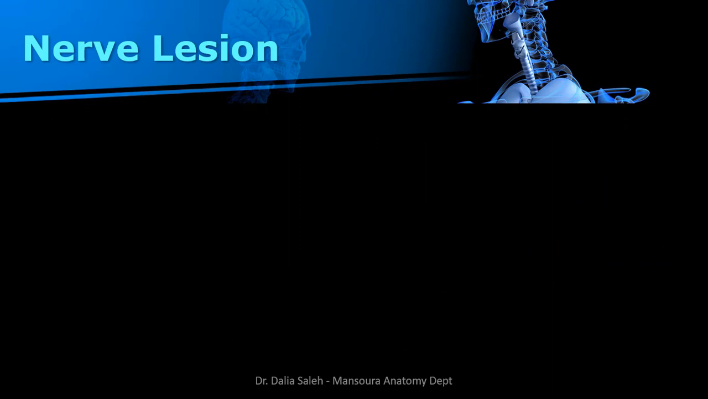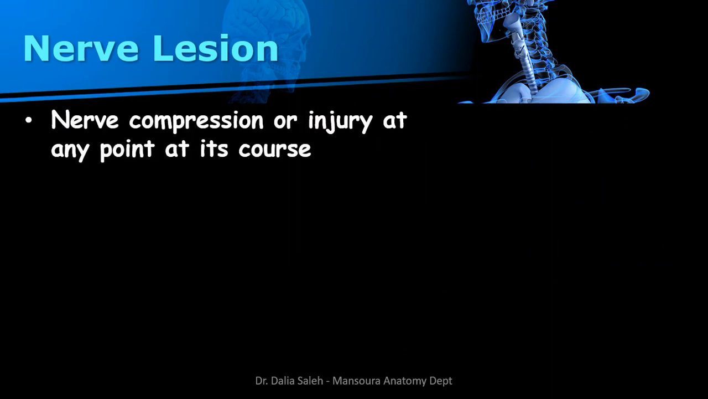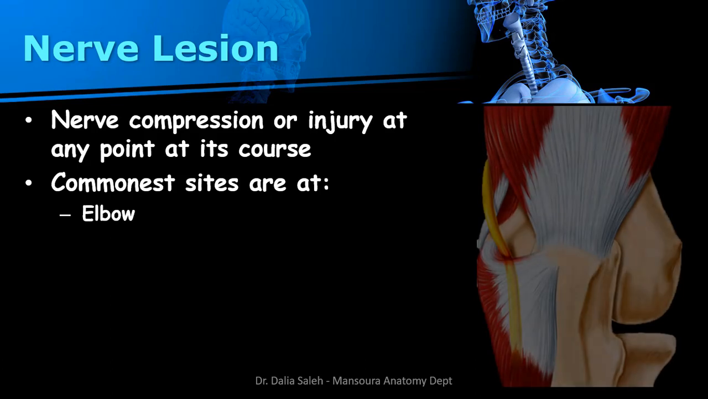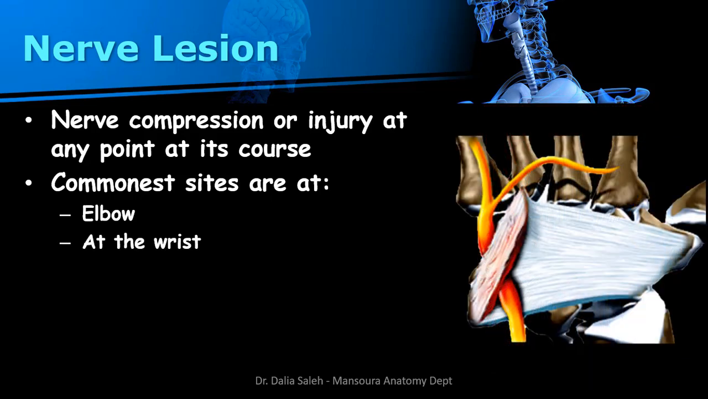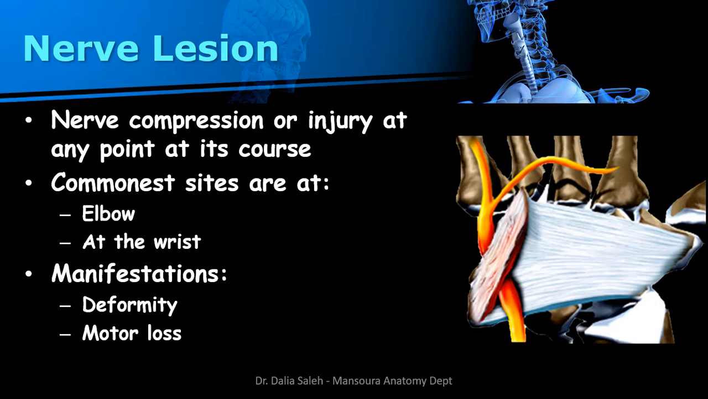Regarding its nerve lesion, the ulnar nerve could be compressed or injured at any point of its course. The commonest sites for its injury are at the elbow joint, where it passes behind the medial epicondyle, so it can be crushed there, or at the wrist under this fascial sling that could compress it against the flexor retinaculum. The manifestations of its nerve injury include deformity, known as claw hand, motor loss, and sensory loss.